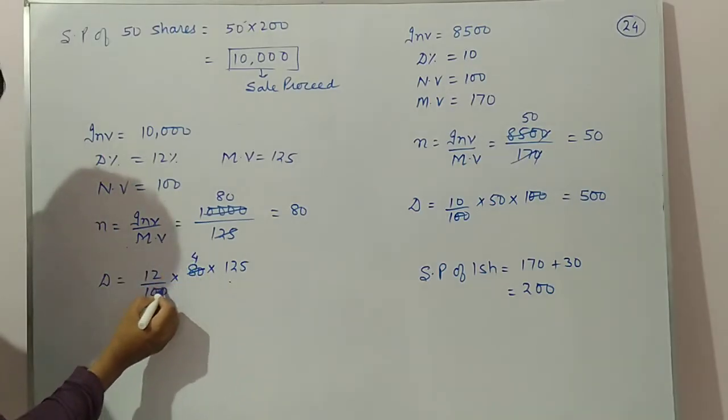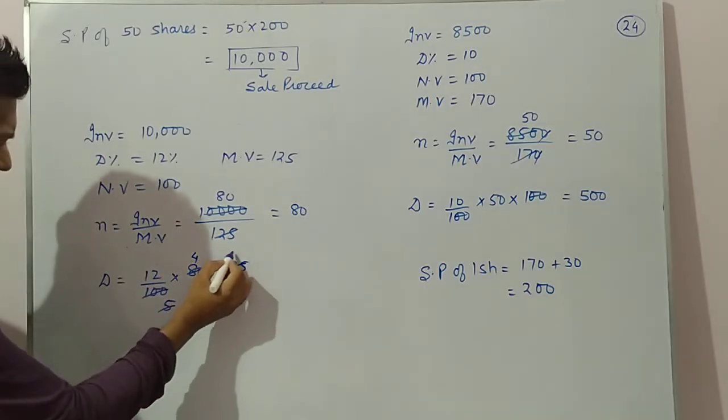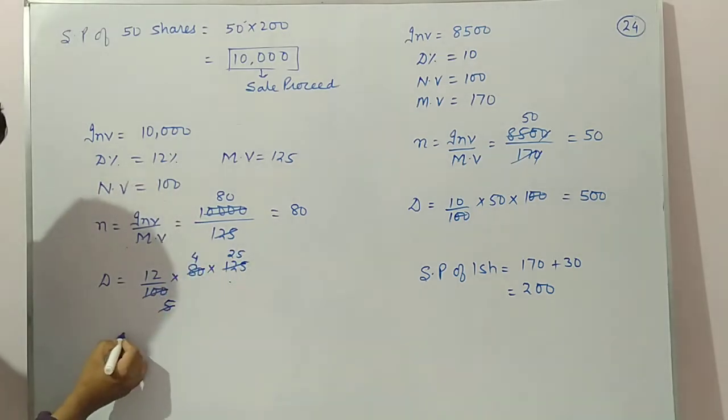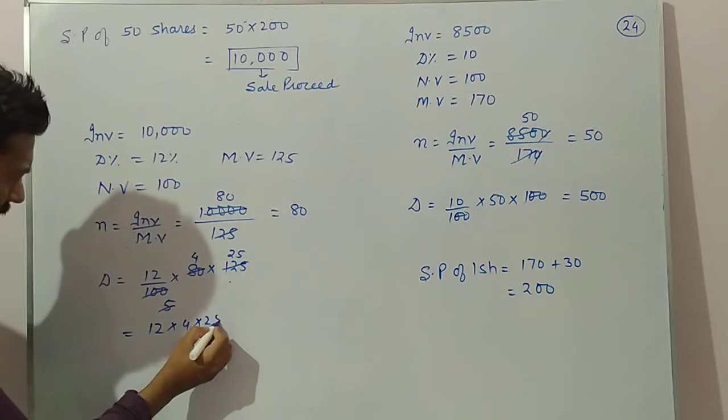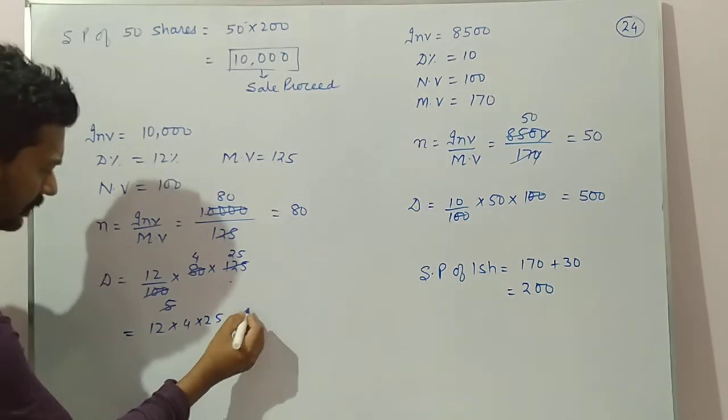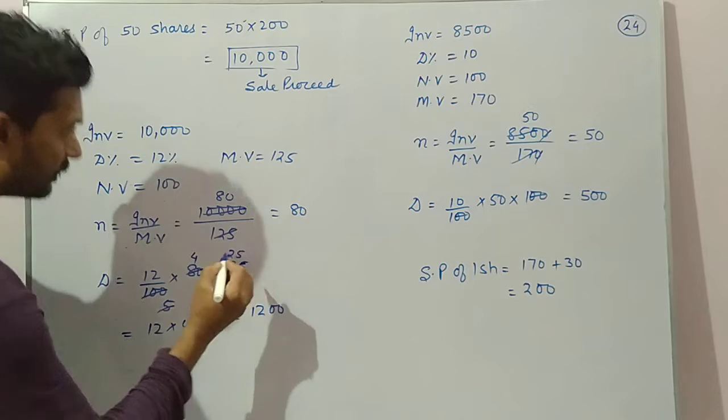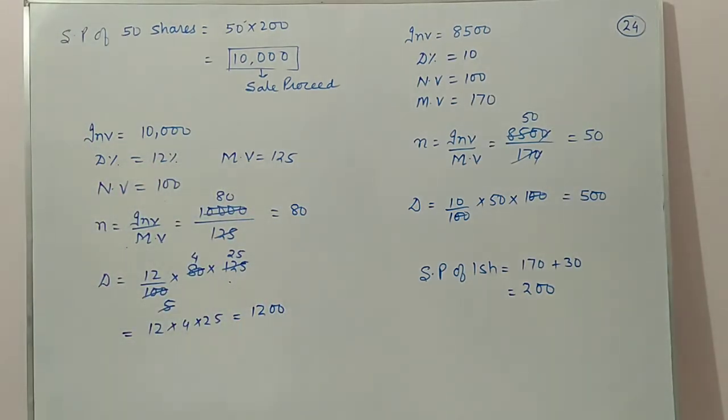This is 24, 25, 5 into 5, 25. So you are getting 12 into 4 into 25, that is 1200. Okay.